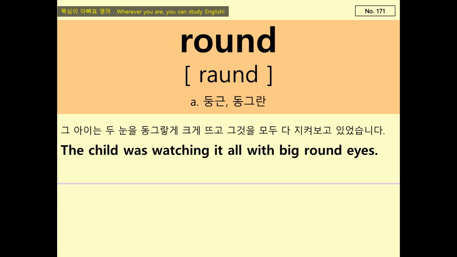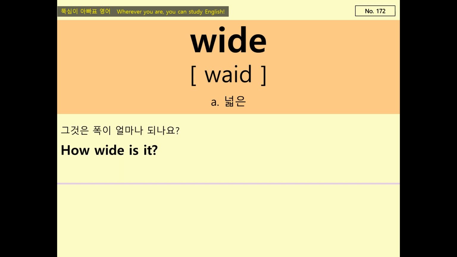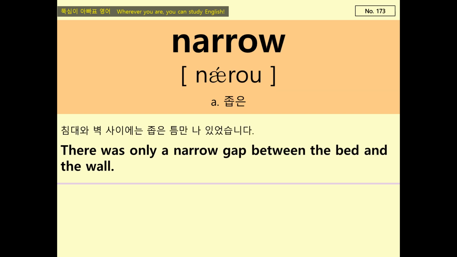Round. 둥근, 동그란. 그 아이는 두 눈을 동그랗게 크게 뜨고 그것을 모두 다 지켜보고 있었습니다. The child was watching it all with big round eyes. Wide. 넓은. 그것은 폭이 얼마나 되나요? How wide is it? Narrow. 좁은. 침대와 벽 사이에는 좁은 틈만 나 있었습니다. There was only a narrow gap between the bed and the wall.